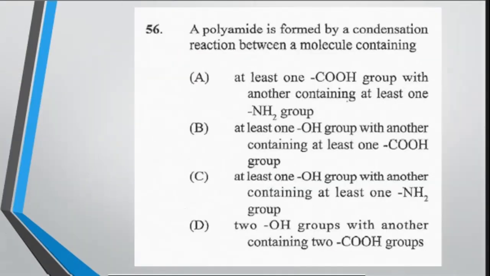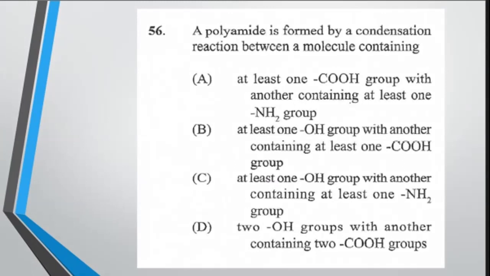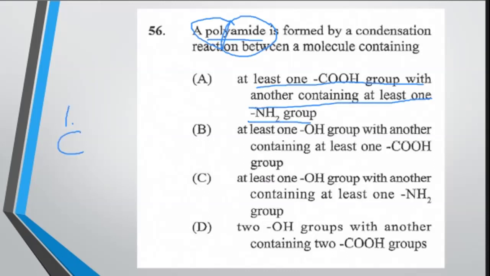All right, 56. All right, just 5 more questions, people. A polyamide is formed by a condensation reaction between a molecule containing at least one COOH group with another containing at least one NH2 group. All right, so let me show you why that is so. When we talk about a polyamide, the word poly means many, and amide, I'm going to show you what an amide linkage looks like. Amide linkage is C double bond O bonded to NH.